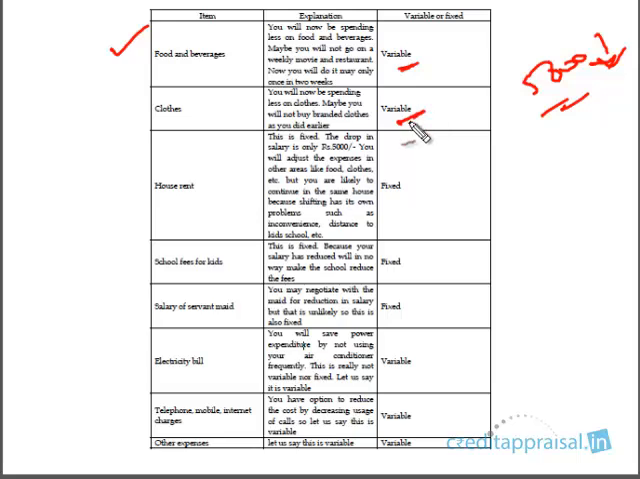Clothes, yes, it is also a variable expense. Maybe you had a habit earlier of wearing branded, expensive clothes. Now you'll go for not so expensive clothes. So this is again a variable. This is an expense that you can control.